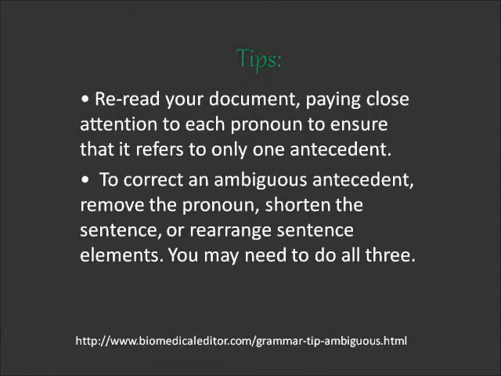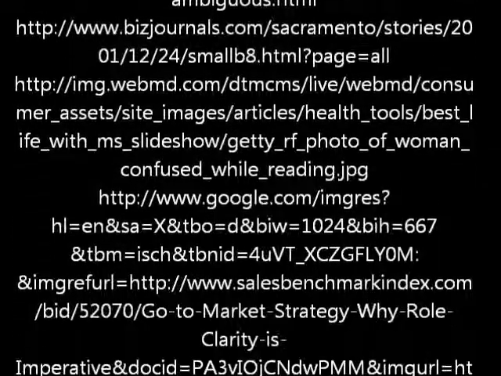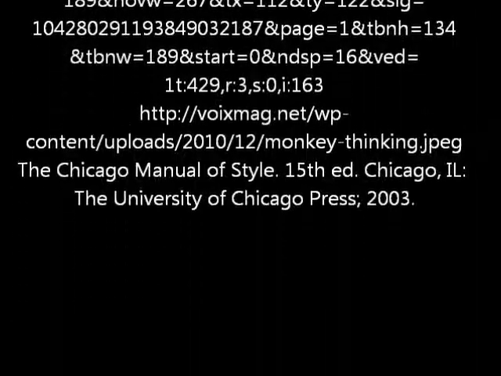Here are a few tips to help you avoid using ambiguous antecedents. First, reread your document. Pay close attention to each pronoun to ensure that it refers to only one antecedent. Also, to correct an ambiguous antecedent, remove the pronoun, shorten the sentence, or rearrange sentence elements. You may need to do all three. I hope you found the presentation useful and it will help you to avoid using ambiguous antecedents in your writing.